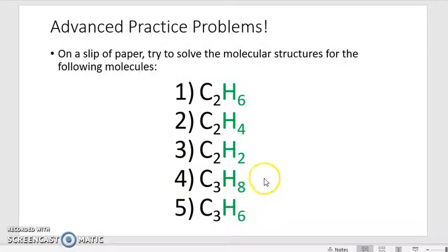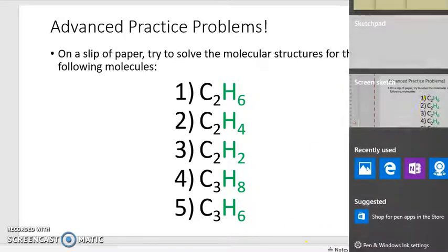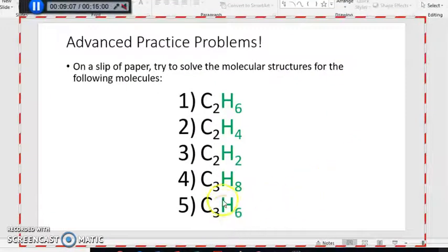Let's do this last one, number 5. What we're going to find is there's actually 2 different ways to draw 5, and as long as you recognize that either one of these 2 will work, then we're good. So if we look at 5, the thing we notice right away is that, like 4, it's got 3 carbons, but we're missing a pair of hydrogens.